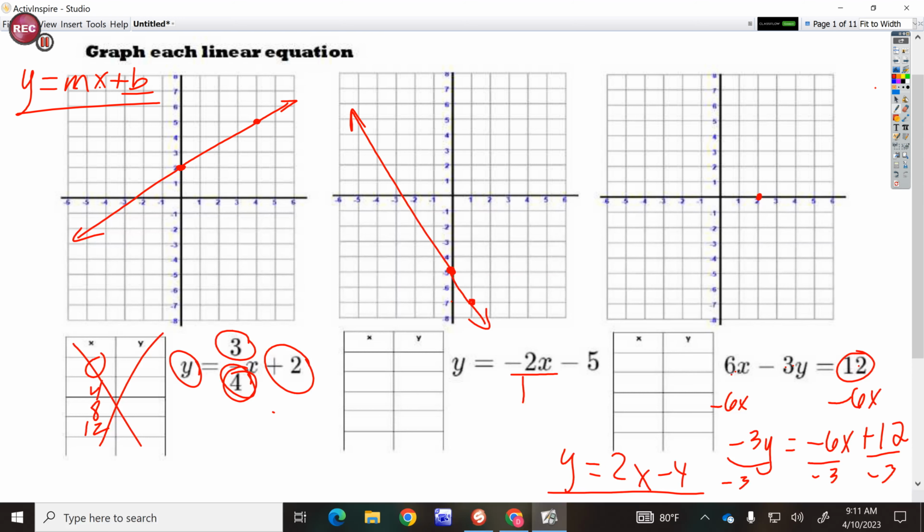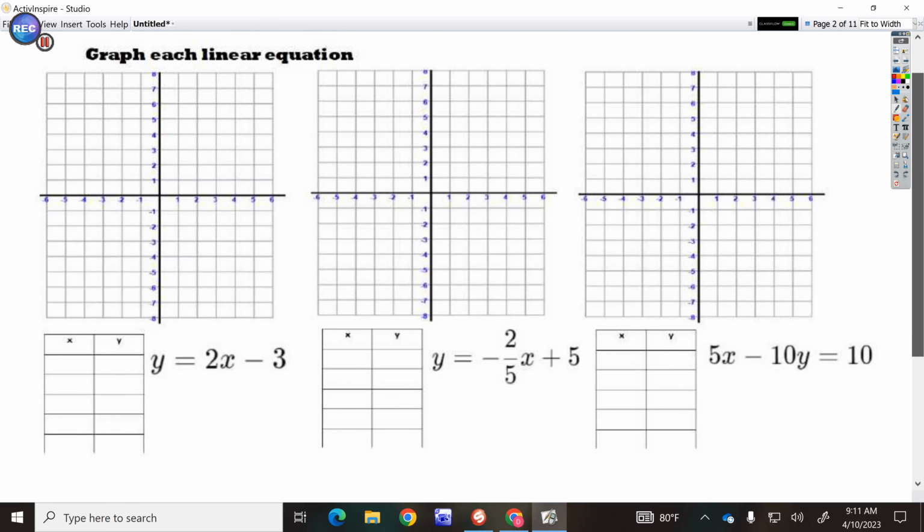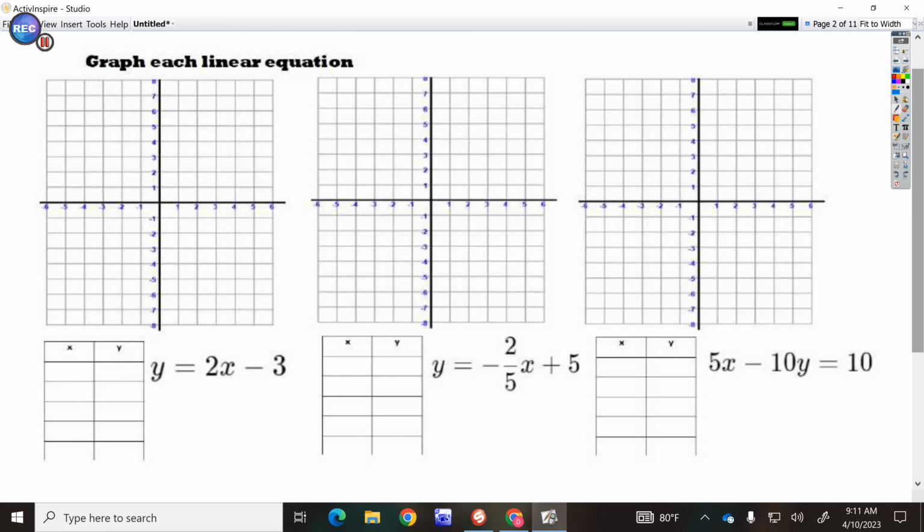Negative 3 times what will give you positive 12? Negative 4. That will be your y-intercept. That gave me 2 dots without doing any work. Just as good as doing all this work and graphing it because it lands in the same spot. So far, so good? All right, let's get through this page together. And then we move on to inequality graphing, which is the same steps, but we shade.